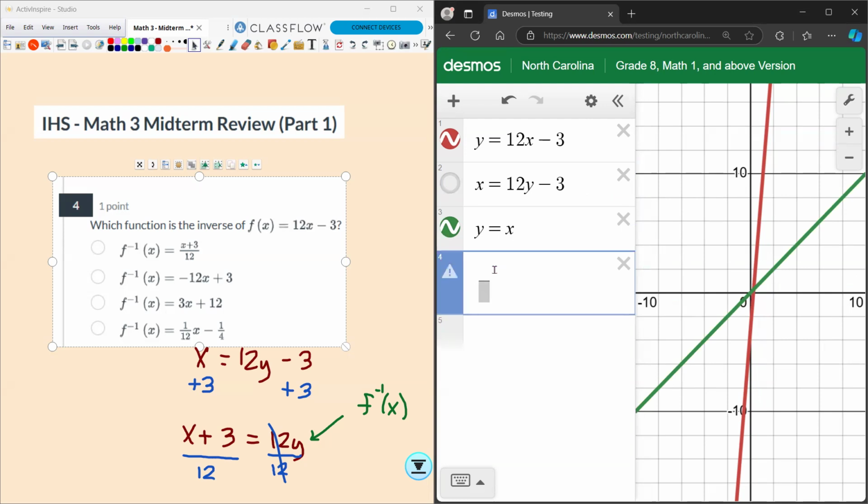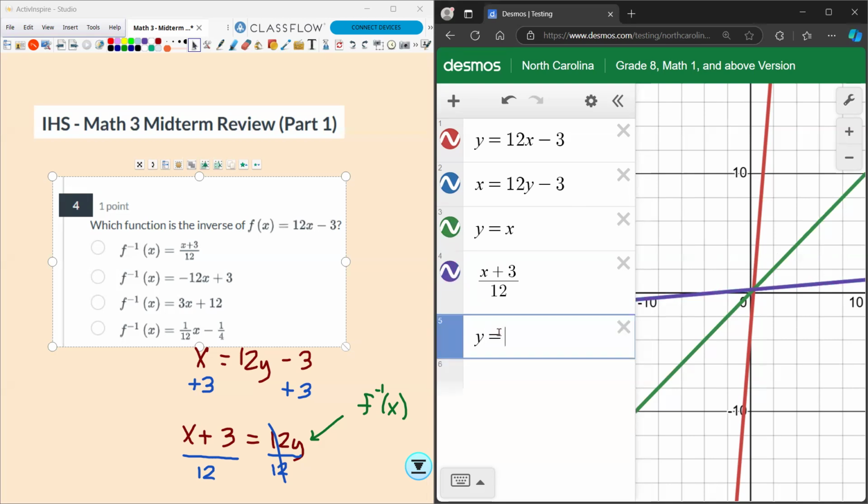Now, as I've already given you the answer, we can see x plus 3 over 12 does match up our graph here. So we know that that graph is the same thing. You can see that blue and the purple overlap each other. Whereas the other ones don't quite do so.